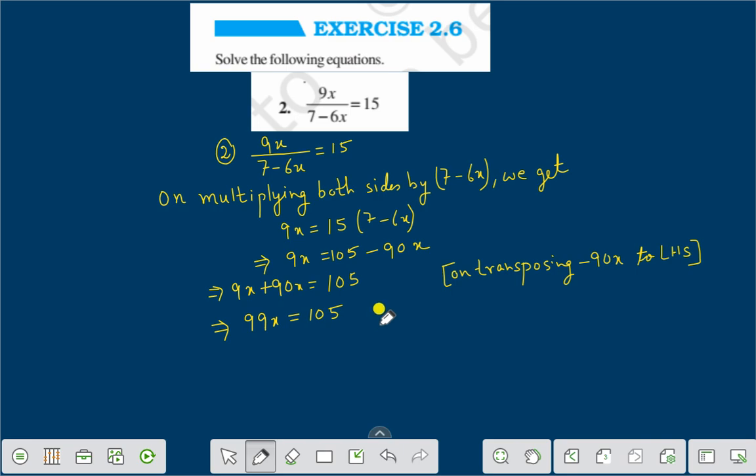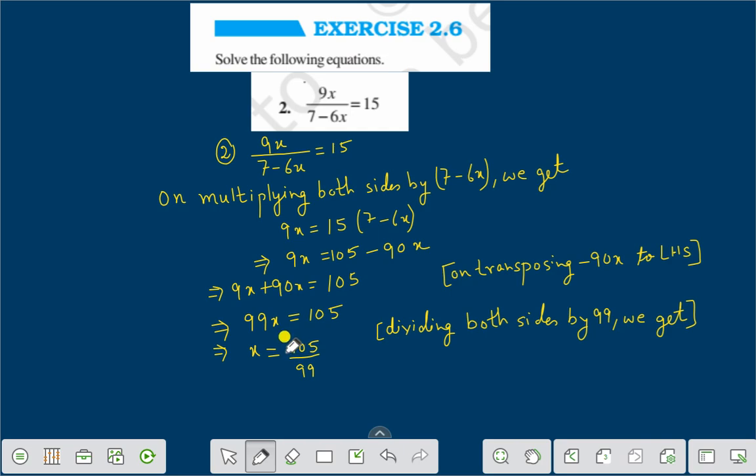And dividing both sides by 99, we get x is equal to 105 by 99.